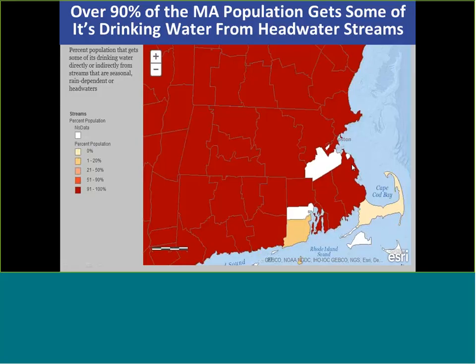On this slide, the areas in red indicate that over 90% of our Massachusetts population rely, at least in part, on headwater streams for their public drinking water supply. Yet only half of these streams are in source protection areas or are safeguarded by the Wetlands Protection Act or the Federal Clean Water Act.